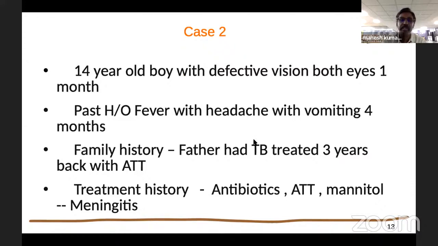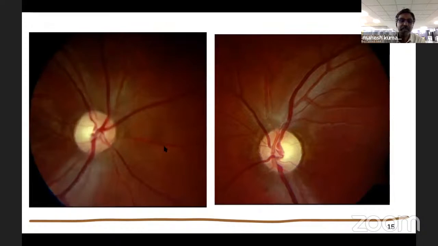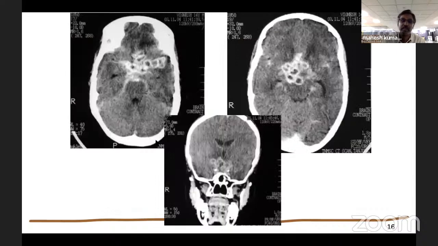Next case is a young boy with a history of fever and headache. He had a family history of TB treated 3 years back. For the present episode, he was treated with antibiotics, ATT and mannitol before he developed symptoms of meningitis. After resolution of the acute phase, he presented to us with complaints of defective vision in both eyes. You can see the subnormal visual acuity in both eyes, and both pupils were very sluggishly reacting because of bilaterality. The patient had temporal pallor because of involvement of the papillomacular bundle. So this was a case of opticochiasmatic arachnoiditis.